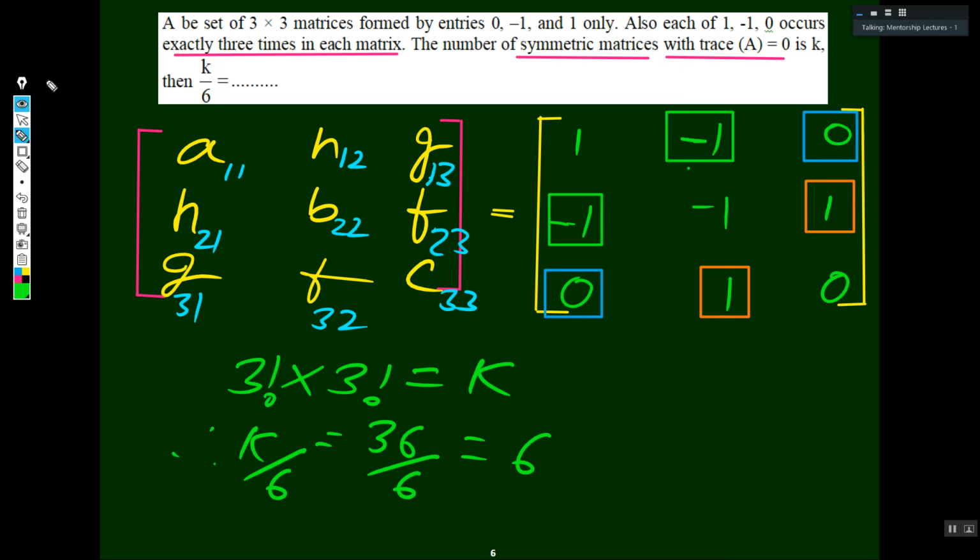Easy question only. The only thing is it needs to be understood. The diagonal must be replaced in such a way that the sum of the diagonals becomes 0, because the trace is given to be 0 there.